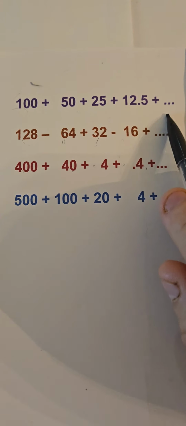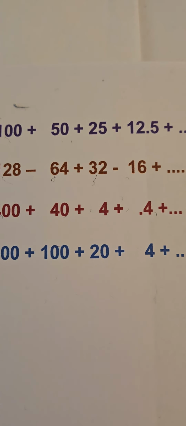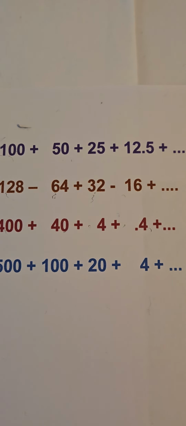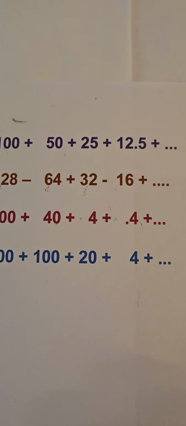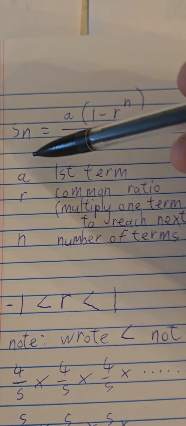Of course, each time we add on, it will go higher. The total, like here, the first 2 terms is 150. The first 3 terms is 175. But it will keep going up in smaller and smaller amounts, but the total will never go above a certain amount. So from here, let's go back to the formula we learned before.